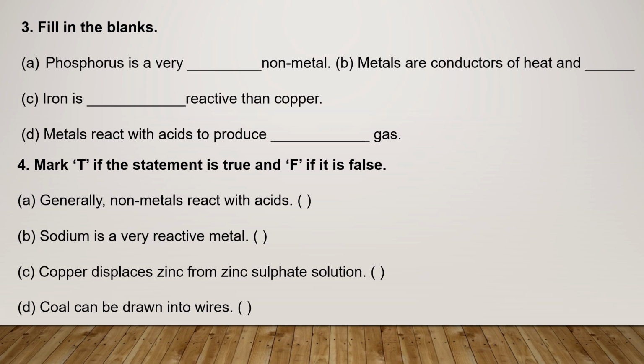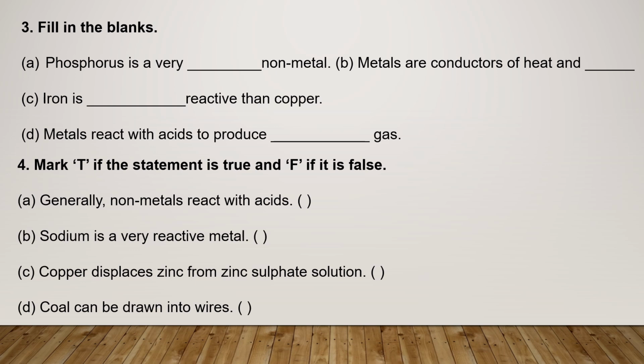Third question, fill in the blanks. A. Phosphorus is a very dash non-metal. Phosphorus is a very reactive non-metal. So write in your textbook in this space, reactive. Phosphorus is a very reactive non-metal.